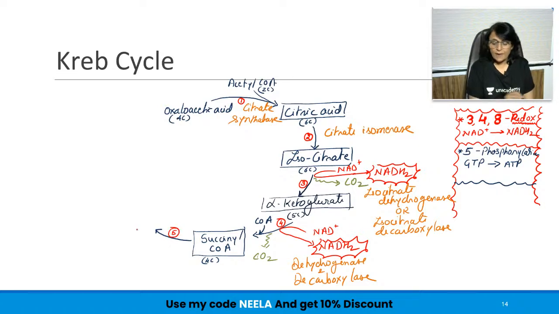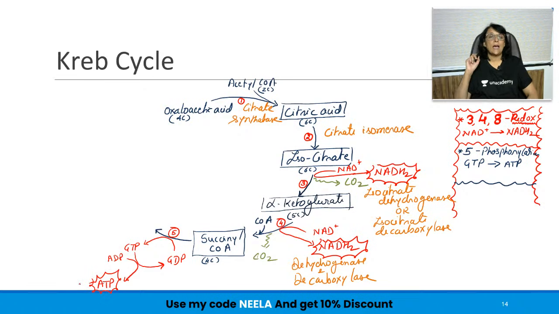So in step number 5 what is happening is phosphorylation of GDP. So in this case GDP molecule, GDP is a diphosphate, takes the phosphate and is changing into GTP. Now when this GTP changes back into GDP, at that time the phosphate and the energy is taken by ADP and it gets converted into ATP.